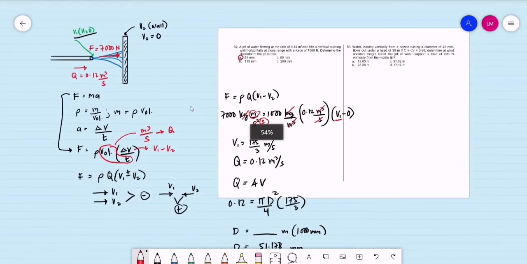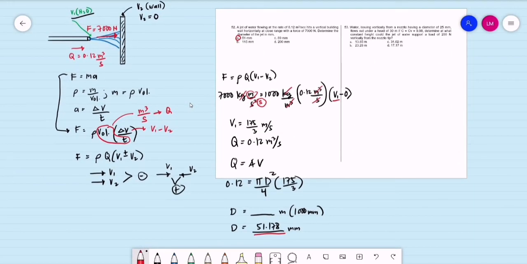So, example natin for dynamic force. So, ito lang naman yung formula na gagamitin natin. Raw discharge ay V1 plus or minus V2.